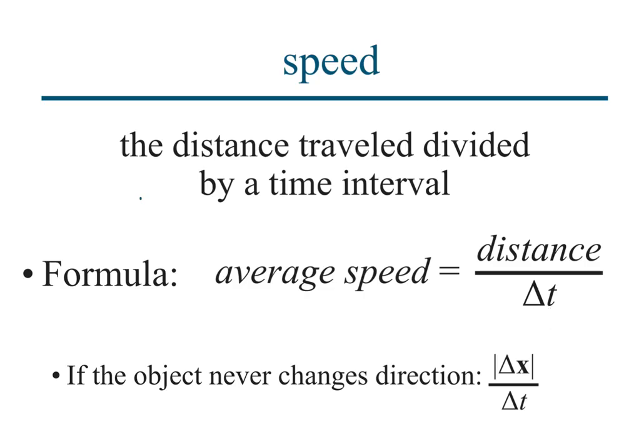If you look at never changing direction, so if it's going the same direction the whole time, you'll see that absolute value. Remember, speed is a scalar, so it does not have direction. But this variable x is always going to be your position variable. And so that delta x is how your position changed over how your time changed.